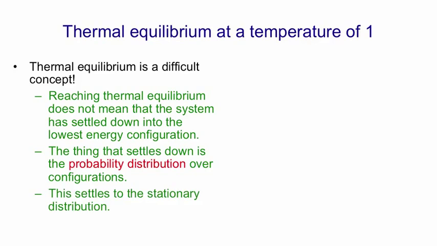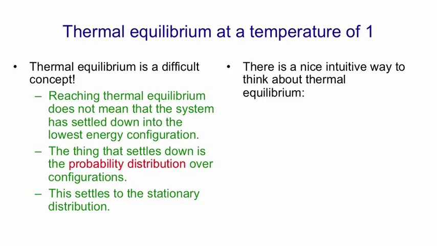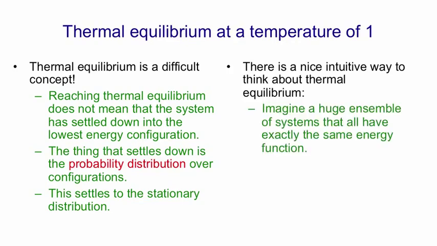The probability distribution settles to a particular distribution called the stationary distribution. This stationary distribution is determined by the energy function of the system. And in fact, in the stationary distribution, the probability of any configuration is proportional to e to the minus its energy. A nice intuitive way to think about thermal equilibrium is to imagine a huge ensemble of identical systems that all have exactly the same energy function.